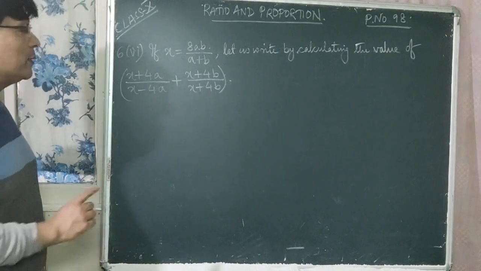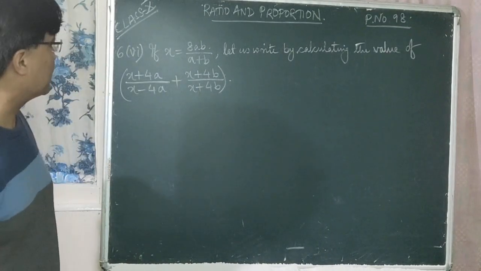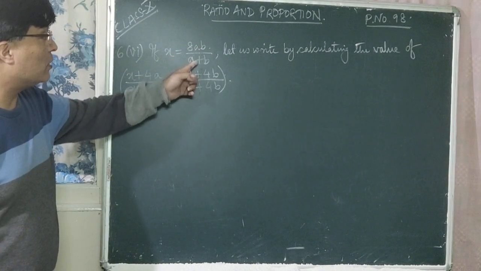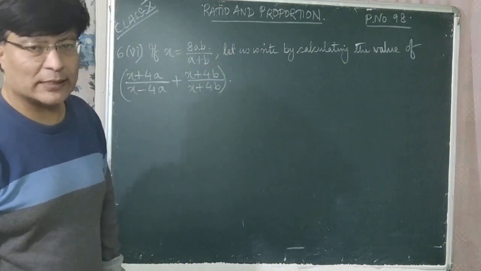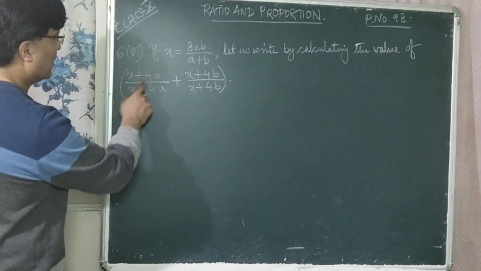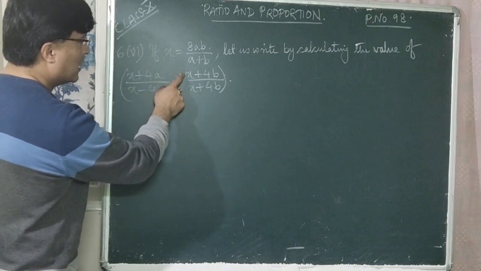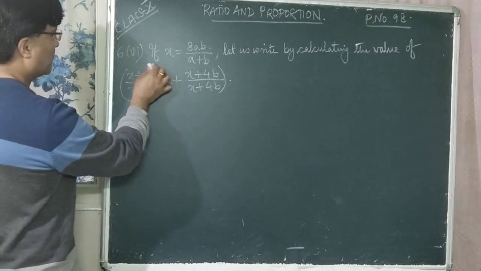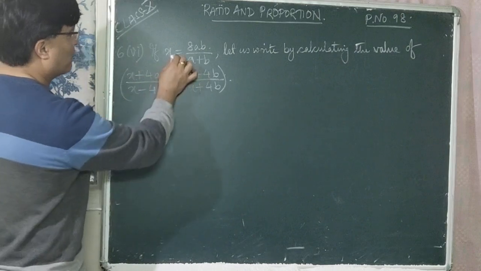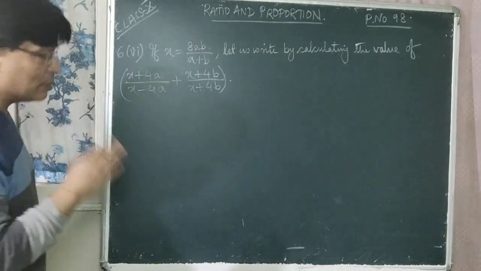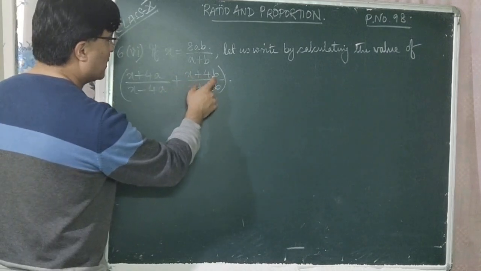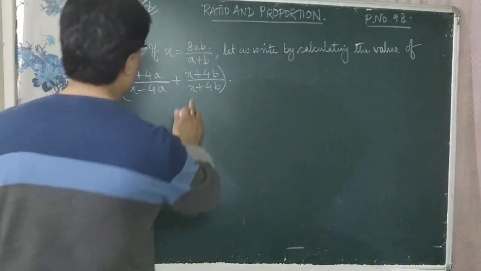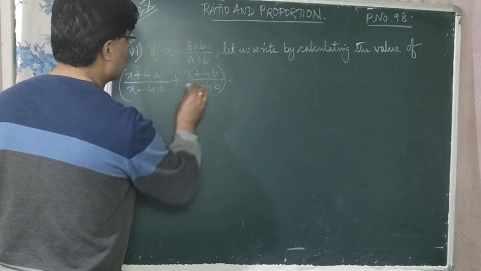So now we will do question number 6 of number 6. So what is given here? If x is equal to 8ab upon a plus b, let us find by calculating the value of x plus 4a divided by x minus 4a plus x plus 4b divided by x minus 4b. Okay, so let us find out the value for x plus 4a upon x minus 4a from this given. Then again we have to find out the value for x plus 4b divided by, I think it should be x minus 4b. Yes, x plus 4b divided by this is your x minus 4b.